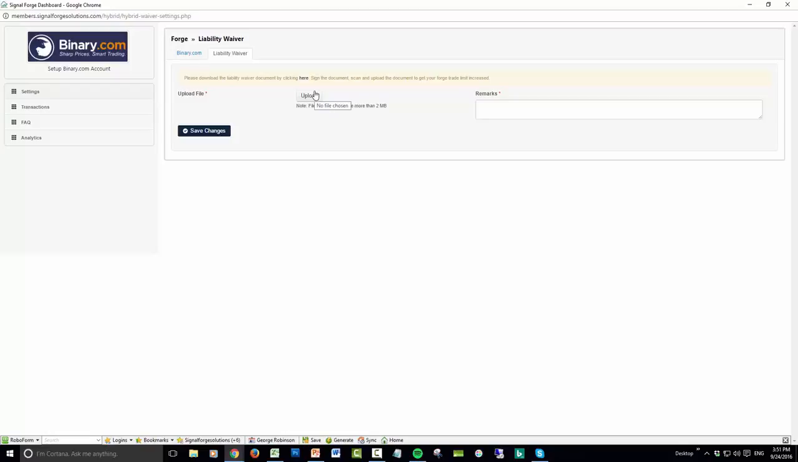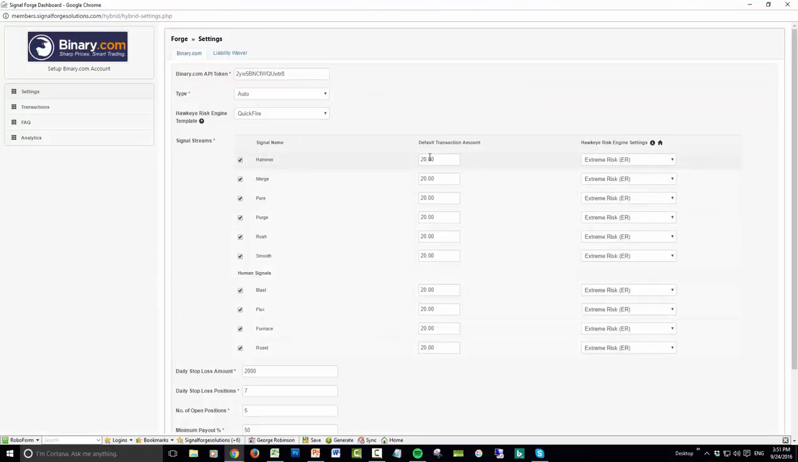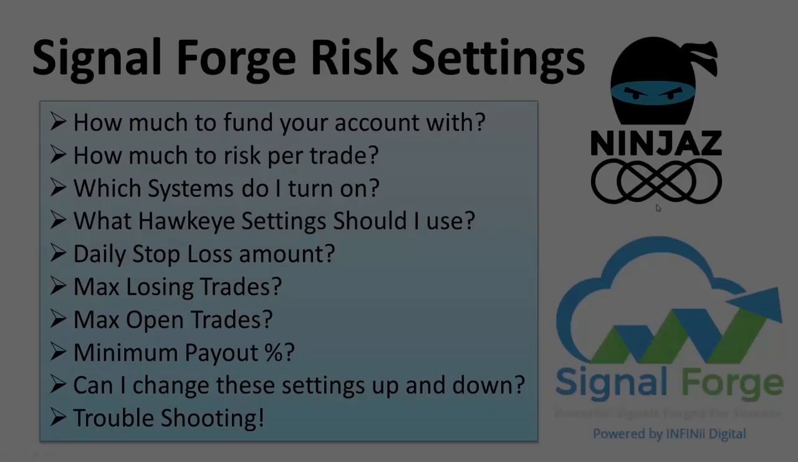And then once Signal Forge receive it, give them a couple of days to run through it, and then they will increase that limit for you. And then you can come back to here and change that transaction amount to whatever you want within that limit.